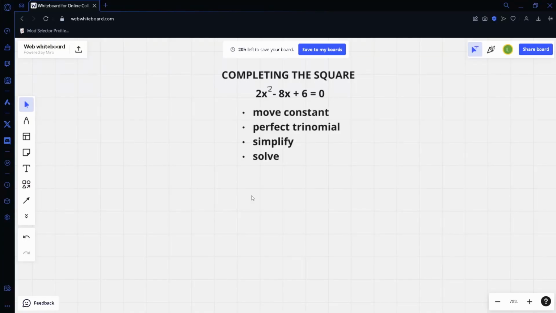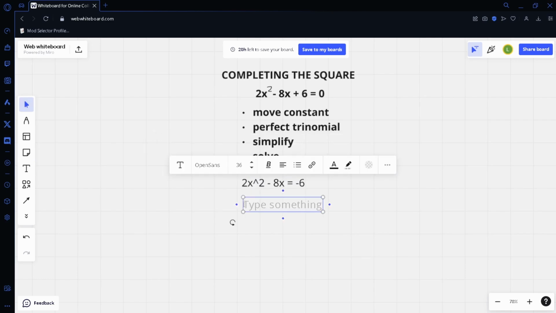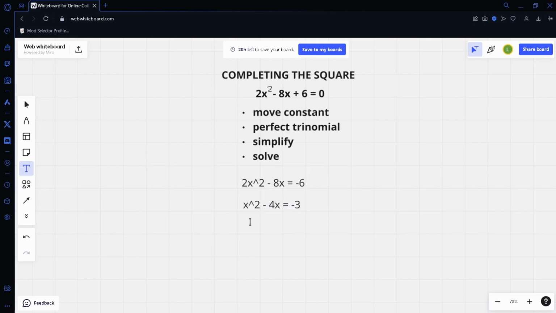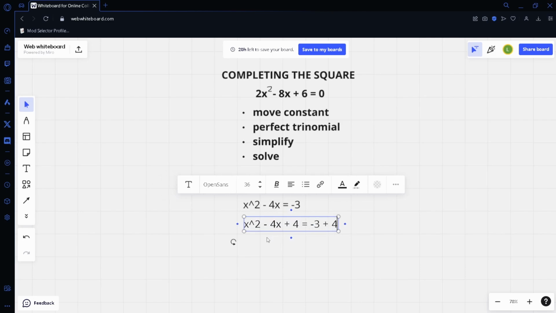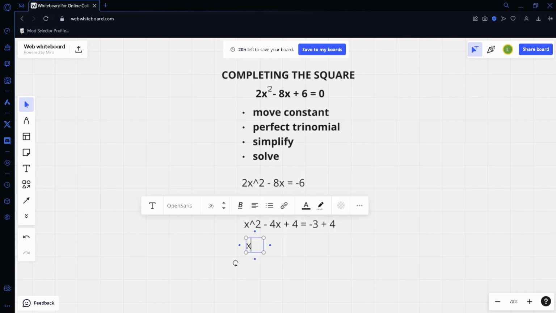Another example now, 2x squared minus 8x plus 6 equals 0. As always, move the constant. 2x squared minus 8x equals negative 6. Then, divide by 2 because we can. X squared minus 4x equals negative 3. Then, perfect square trinomial. X squared minus 4x plus 4 equals negative 3 plus 4. Then simplify the right. X squared minus 4x plus 4 equals 1.